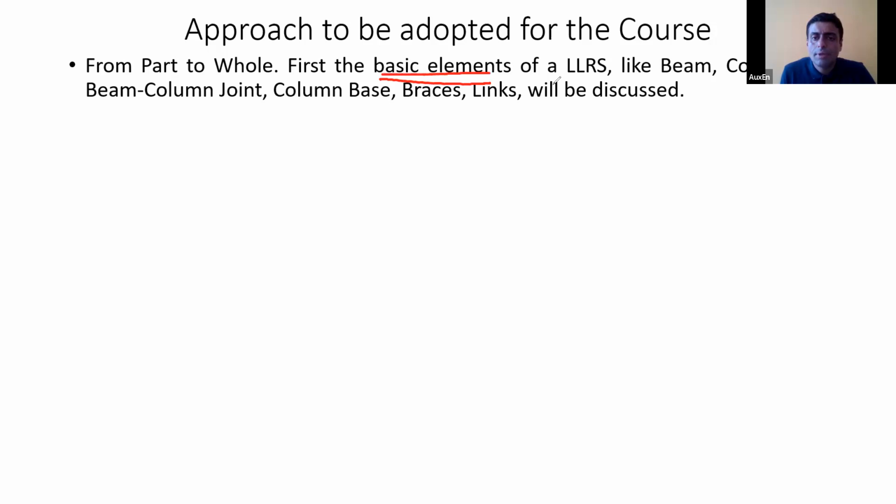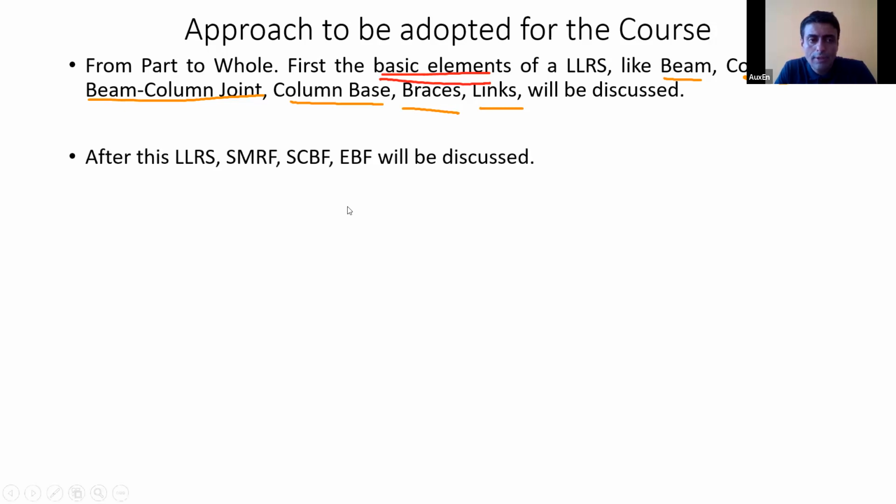Your basic elements will be the beams, the columns, the beam column joints, the column bases, the structural braces, and the structural links. All these are the elements. First we will discuss the ERDD requirements for all these elements. That is how the code is also presented, that it first talks about the elements. After this, we will talk about the lateral load resisting systems.